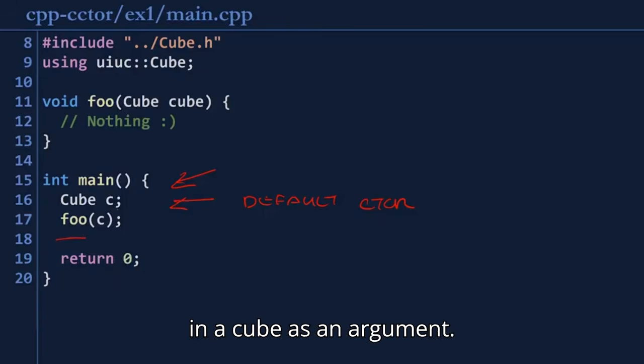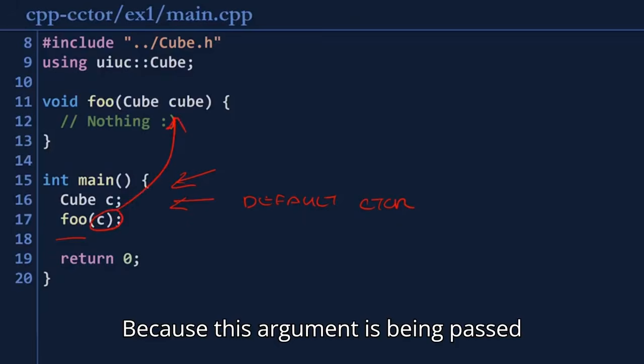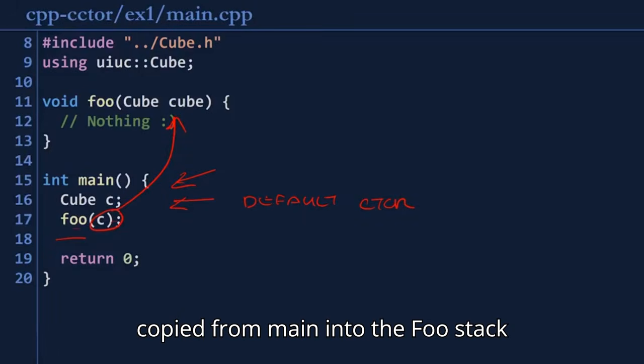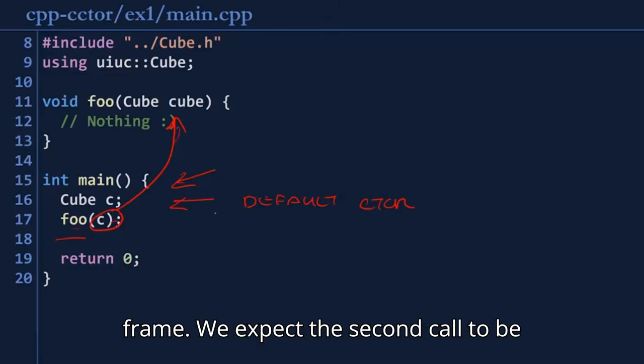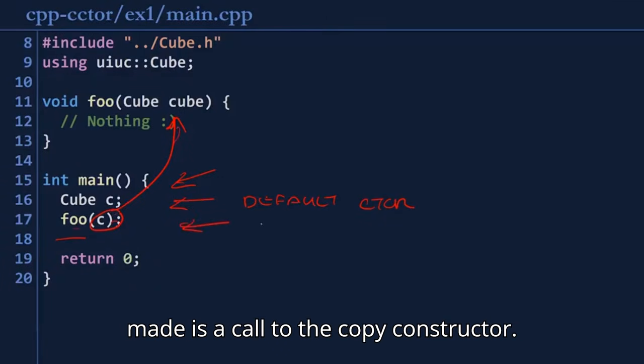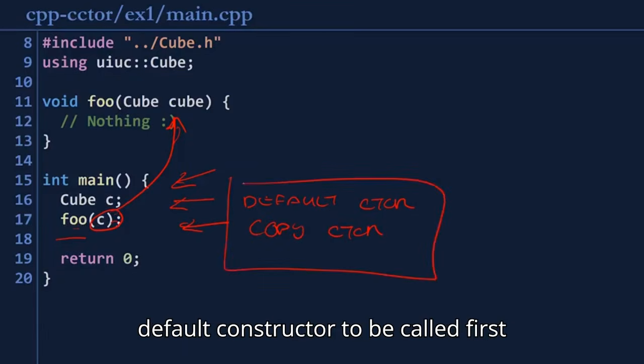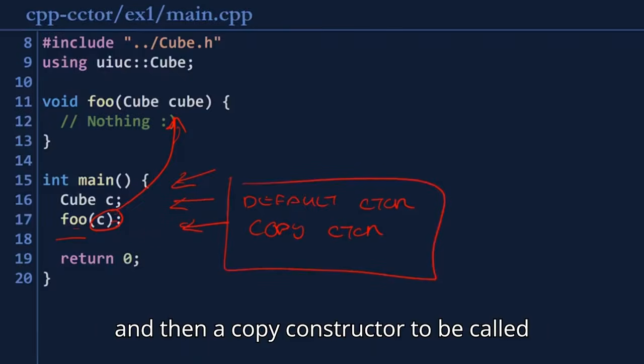Foo takes in a cube as an argument. Because this argument is being passed into a function, we know it has to be copied from main into the foo stack frame. We expect the second call to be made is a call to the copy constructor. So when we run this program, we expect a default constructor to be called first, and then a copy constructor to be called next.